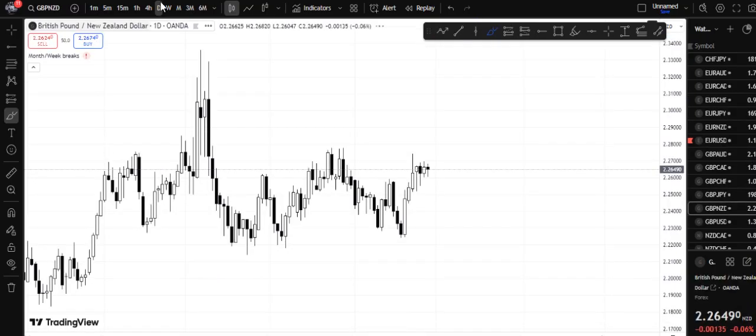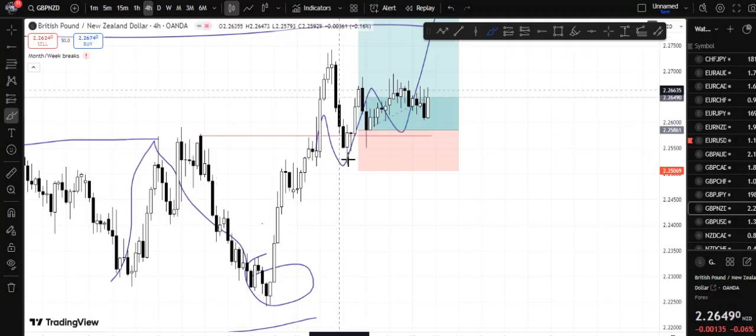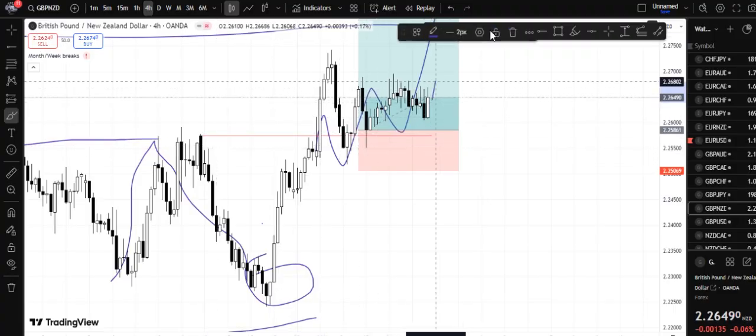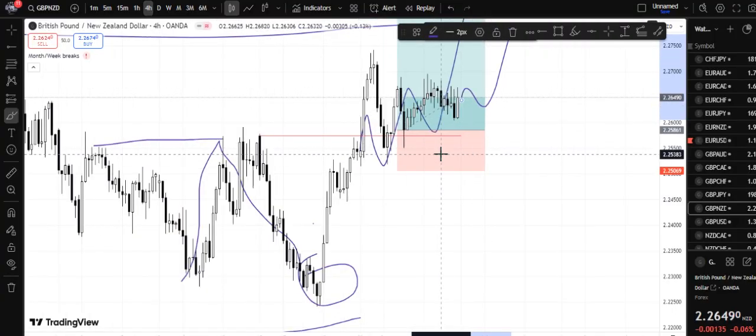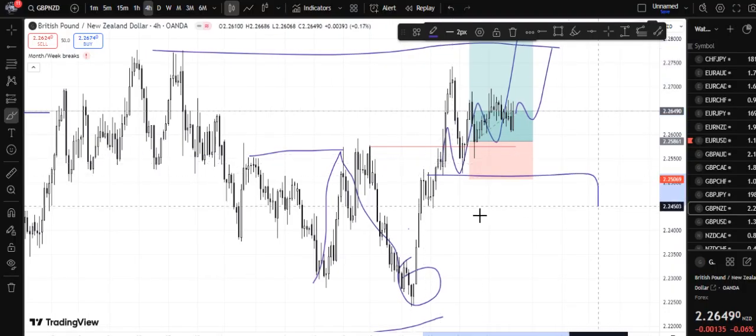And the GN, of course, we've been looking at GN for quite some time now, looking at it from the weekly and the 4 hours. So this is still looking for longs. We're still looking for longs on this guy. The worst case scenario is price coming into this area.